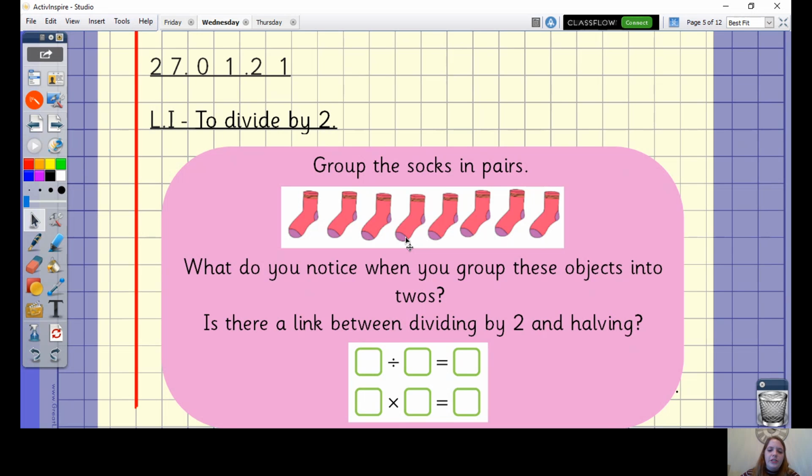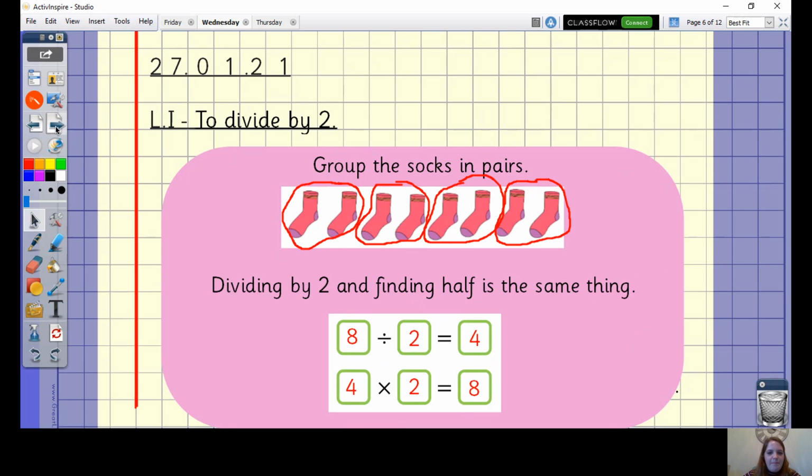Okay, once you've had a think about those questions, I want you to use the picture to complete a division number sentence and a multiplication number sentence. Pause the video now and have a go at those, and then we'll go through the answers in a moment. Okay, let's go through together then.